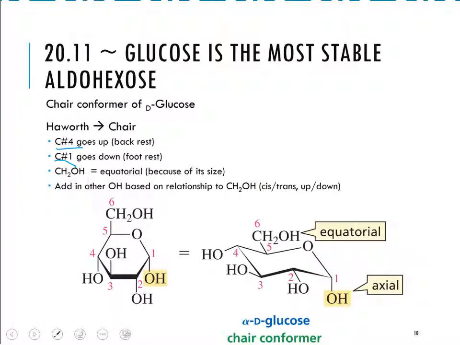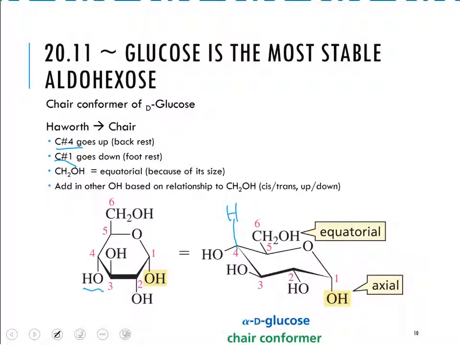So if we look at this structure and compare the alcohols that are on the ring here to the alcohols on the ring over here, we put our CH2OH group equatorial. The alcohol that's right next to it is trans. And with the way that our chair is drawn, this is the up position for that carbon. So that means that the next alcohol, on carbon number 4, needs to be in the down position. And it is, because the axial position there would be the up position. And then we can move to the next one.